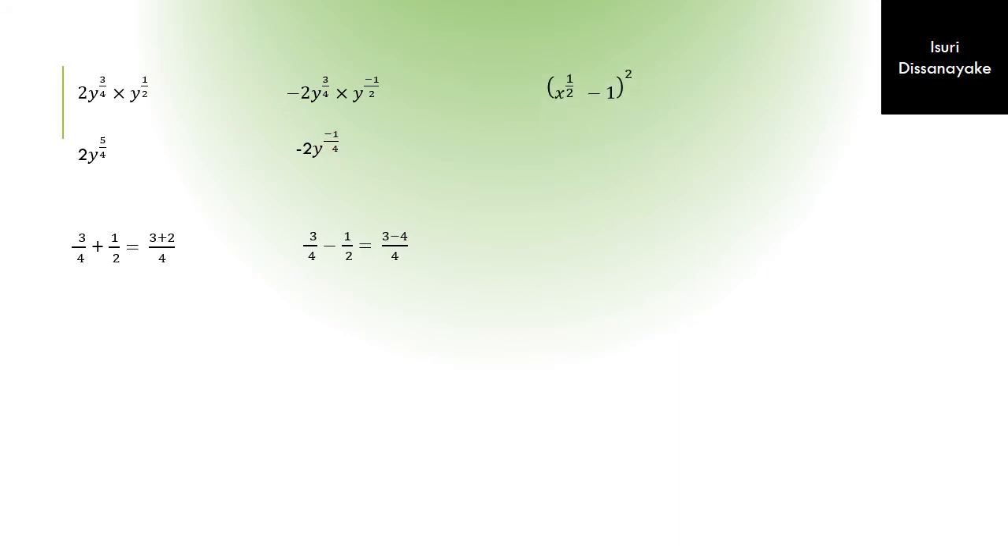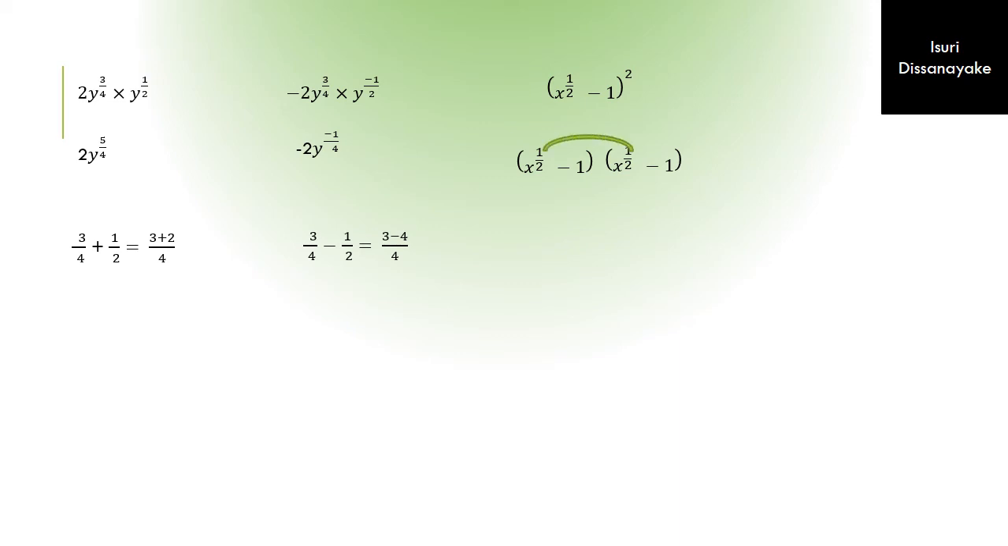Next one, x to the power half minus 1, whole thing squared. So this is not difference of two squares. This is a perfect square. So we are going to write down x to the power half minus 1 into x to the power half minus 1. So let's simplify the brackets.